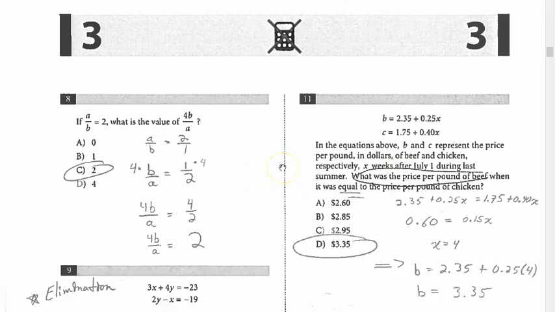Question 8. Here we're given some information that if a over b is equal to 2, whenever it's an if statement, they're telling you to assume that's the case. This is true. We're not solving it. That's something we're just told. That's like saying x is equal to 5. What is the value of 4b over a?